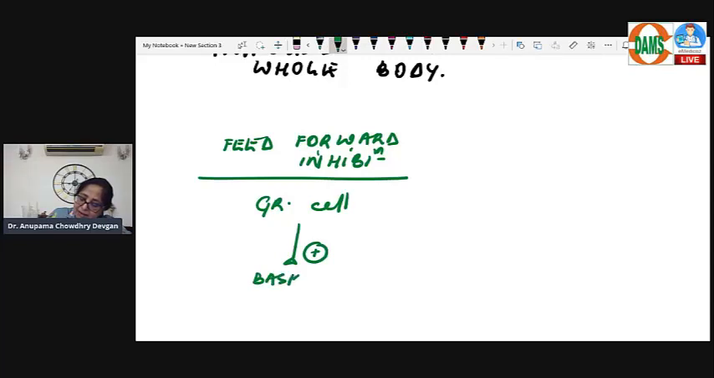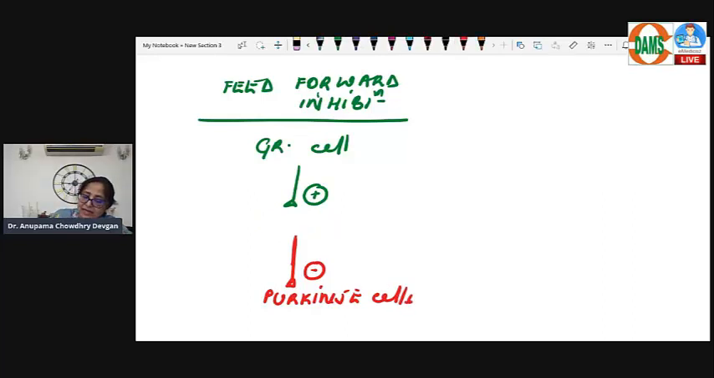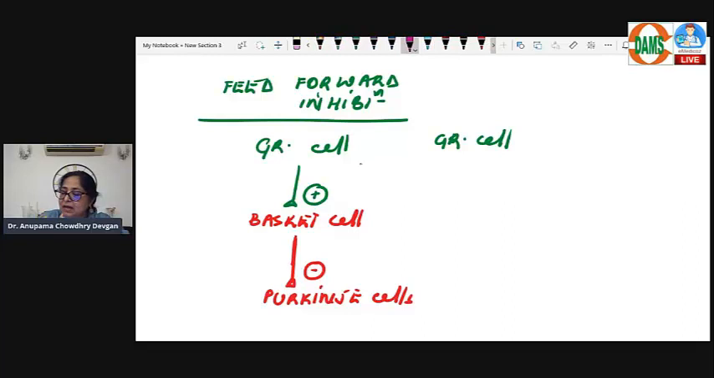basket cells, but basket cells are inhibitory neurons. They will inhibit the Purkinje cells. So the granule cells will excite the basket cell. Basket cell is an inhibitory neuron, and that in turn will inhibit the Purkinje cell. I also told you the same connection: the granule cell will excite the stellate cell, and stellate cell will inhibit the Purkinje cell. Yes, we've discussed this already.